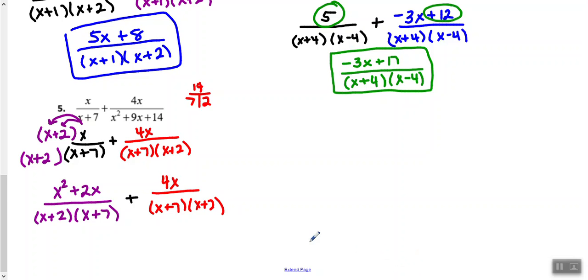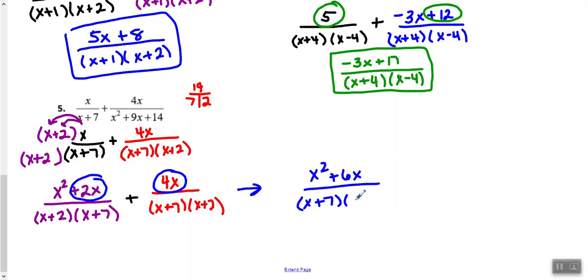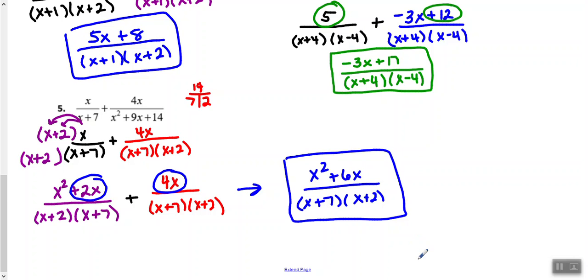So now I have a common denominator, and I'm just going to combine my like terms, which is just 2x plus 4x. So that's going to give me x squared plus 6x over x plus 7 and x plus 2. And that would be my final answer for number 5.